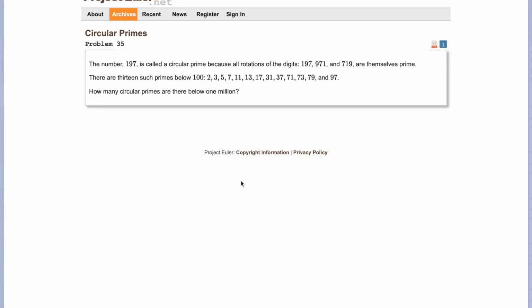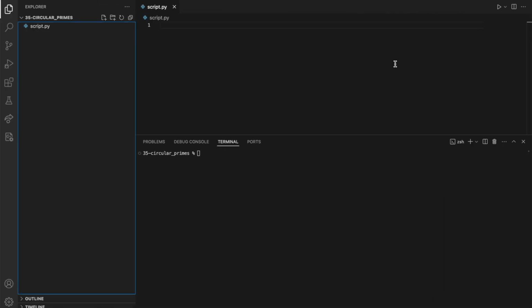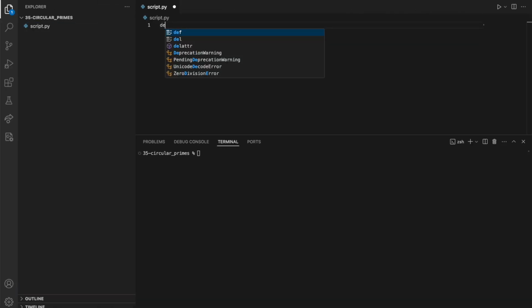Today we are going to be doing the 35th Project Euler problem, called circular primes, where we're trying to figure out how many circular primes there are under 1 million, where a circular prime is defined to be a prime where all the rotations of the digits are also prime. Okay, let's get started. So first off, let's write a function that figures out if a number is prime.